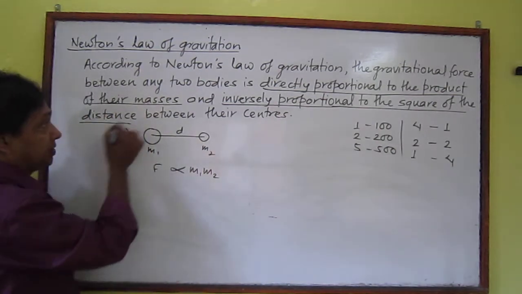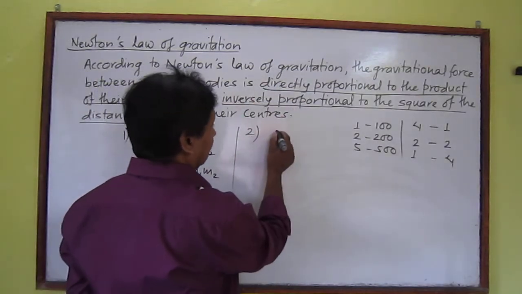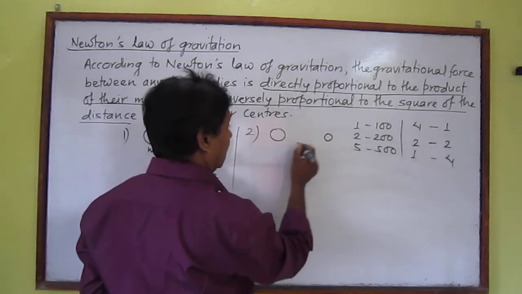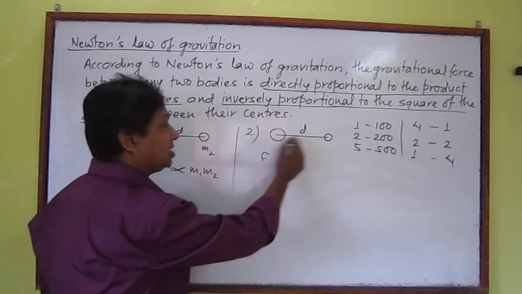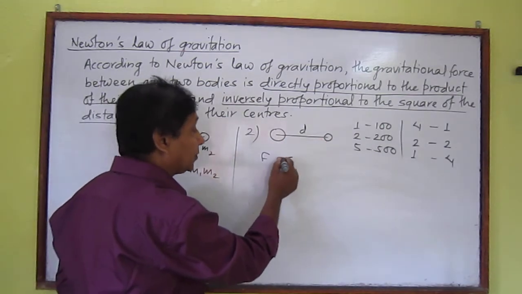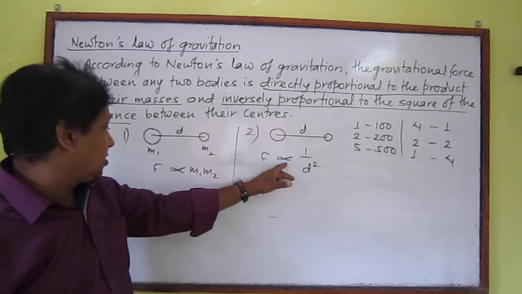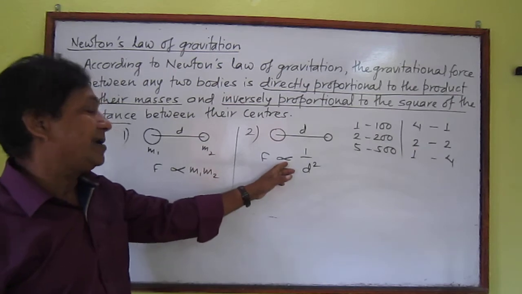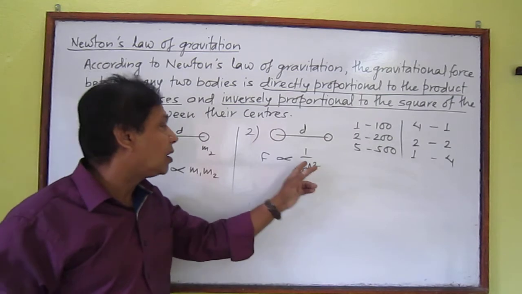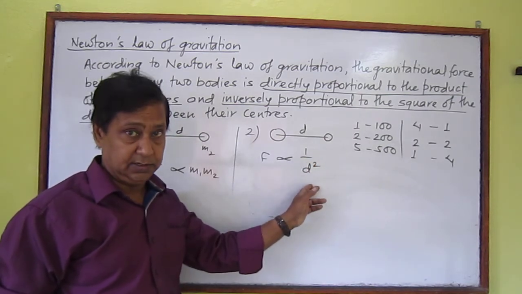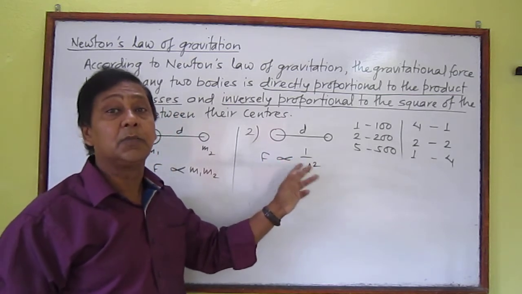Now, the first point I highlighted here, and the second point in the same law is, let's say this is a body, another one is here, and the distance between them is d. The gravitational force between these two bodies is inversely proportional to the square of the distance between their centers. What is the meaning of this? The same symbol we can use as inversely proportional, but the quantity with which it is inversely proportional should be in the denominator. So distance is taken in the denominator, then we will read the same symbol as inversely proportional.